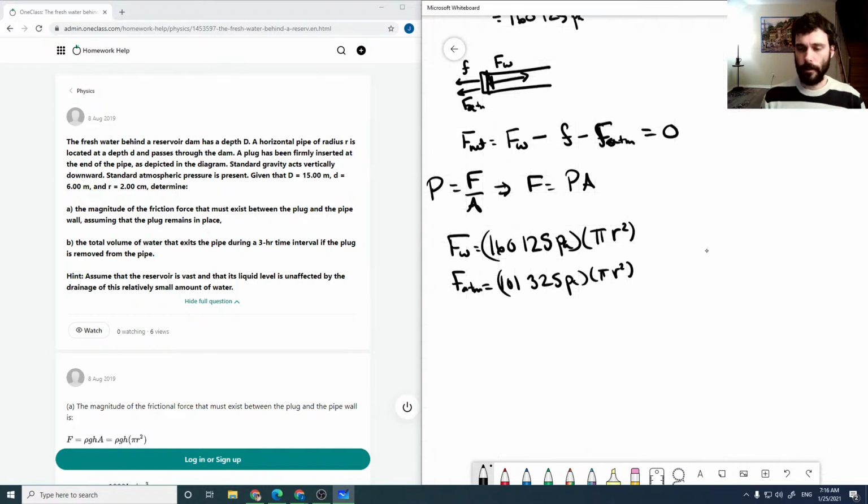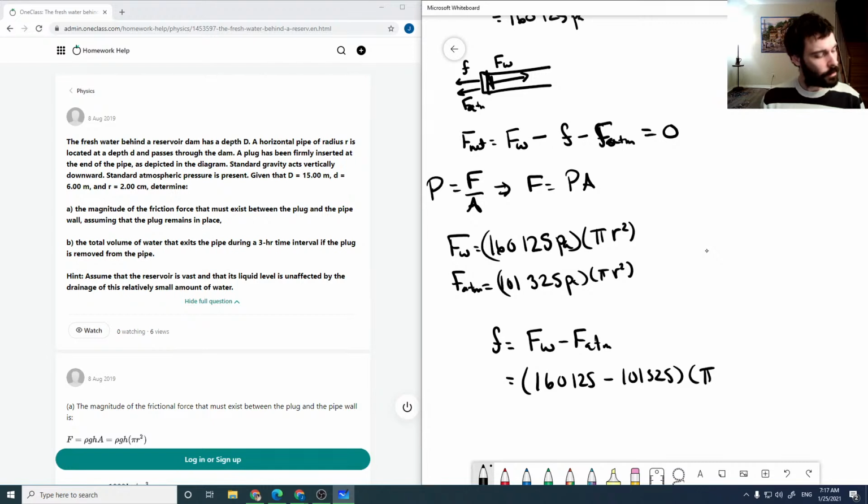So then our frictional force is F water minus F atmosphere, which is 160.125 minus 101.325 times our pi r squared. Our r in the question is given as 2 centimeters, so 0.02 meters. And so our frictional force comes out to be 73.89 newtons.